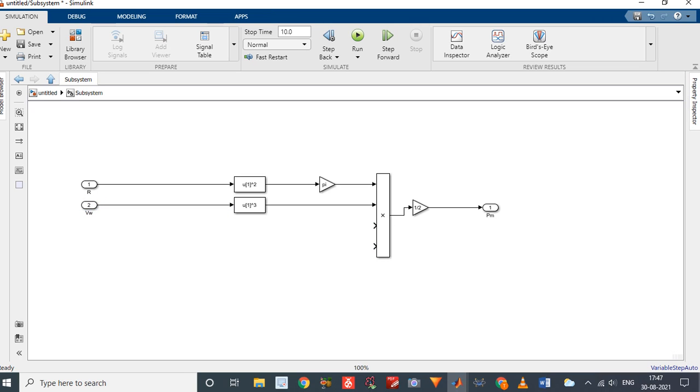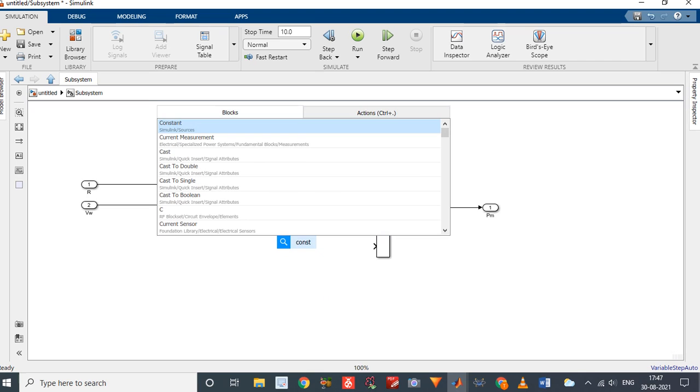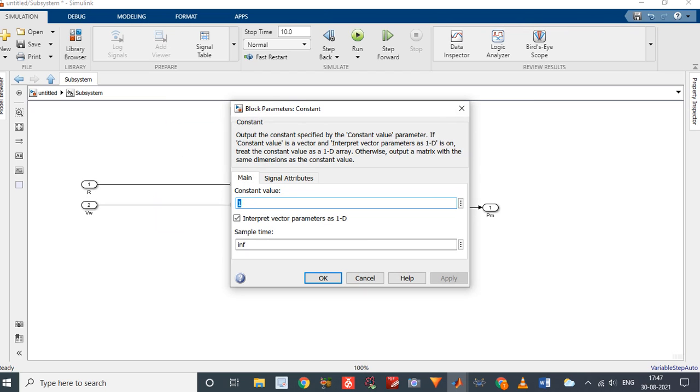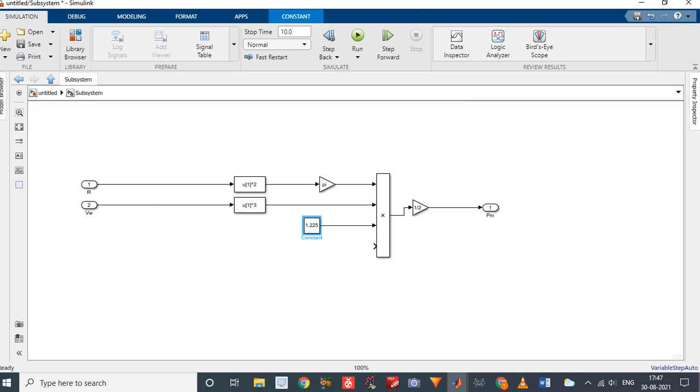And then we have to multiply with rho. For rho, just take a constant. The rho value is constant, we already know that. The value would be 1.225. Apply. So now we have to go for Cp.